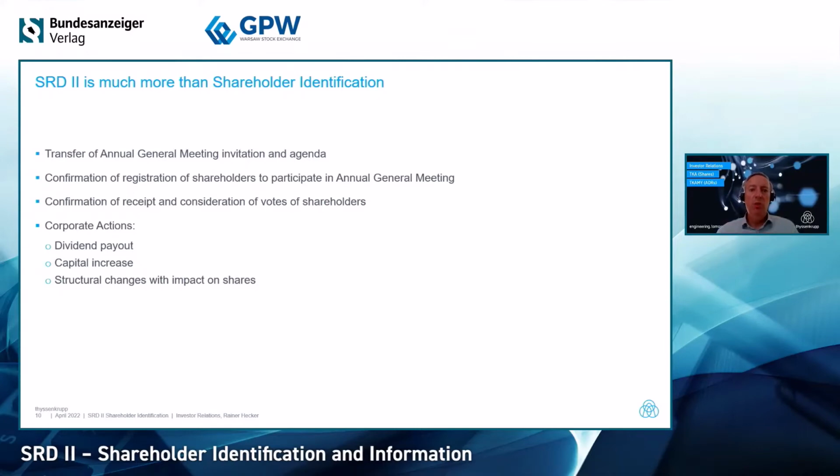And so what we see as an outcome of SRD II, and what is positive for shareholders, the invitation process is much faster. So the shareholders get the invitation to the shareholder meeting earlier than in the past. So in our case, it's around 2 to 3 weeks earlier, and shareholders have time to register and make up their minds. And this is something which is positive.